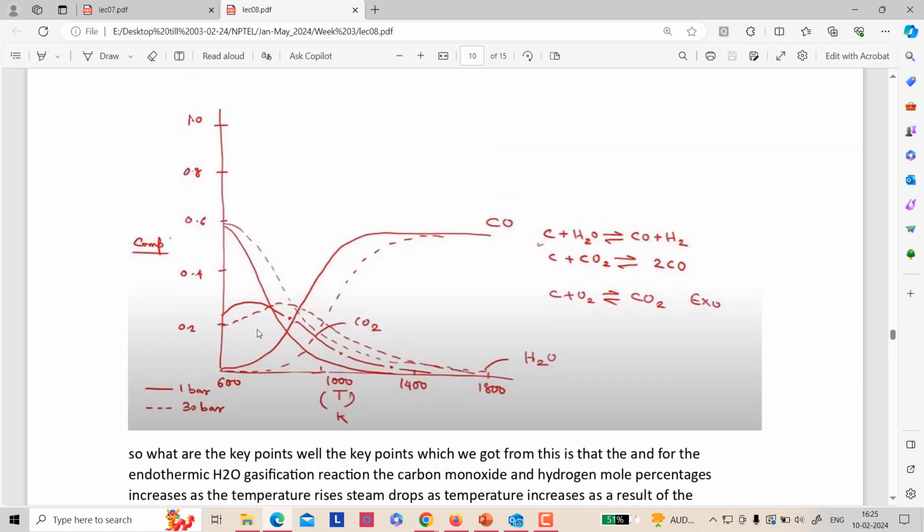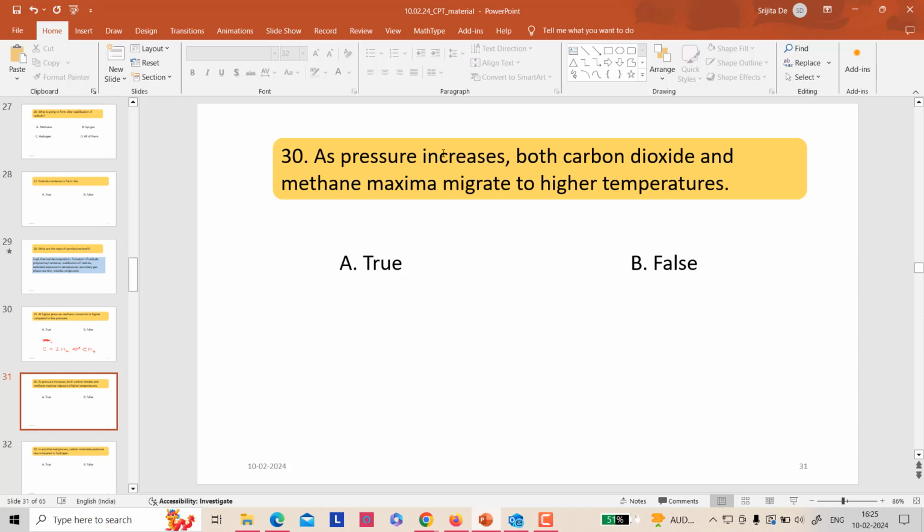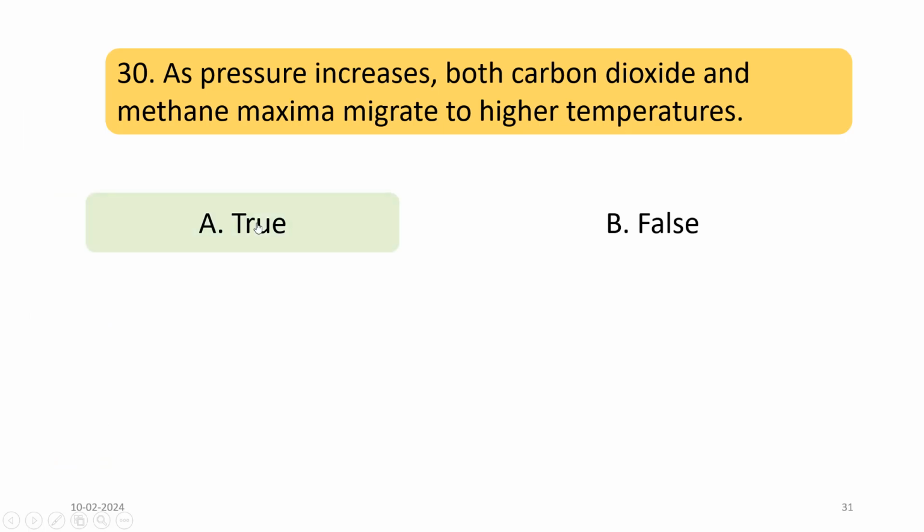In case of carbon dioxide also, the same thing happens because carbon dioxide production is also an exothermic one, and after a higher temperature is reached, the backward reaction will be preferred, and at the higher pressure also this maxima will be there, but it will shift a little bit. So as pressure increases, both carbon dioxide and methane maxima migrate to higher temperature. It is true.